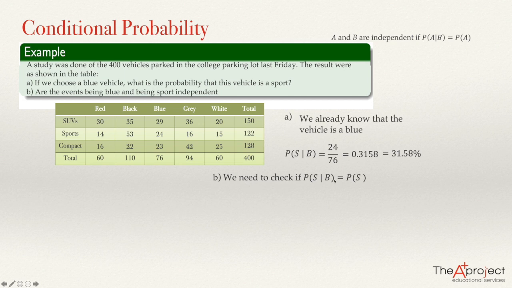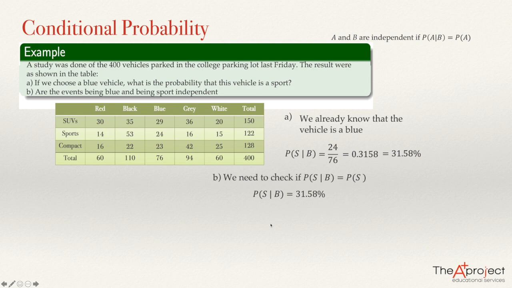And we need to check if the probability of being a sport is the same as the probability of the vehicle being a sport given that it's blue. So we want to know if the fact that it's blue changes the probability of being a sport. So the probability of S given blue, we know that is the number that we get, 31.58%.